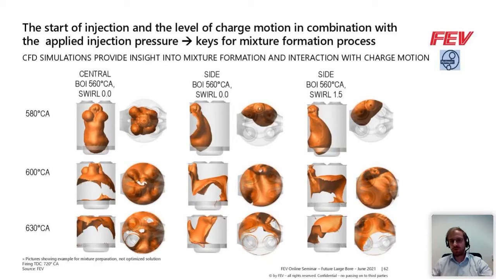And then finally, moving on to the case of the side injection with swirl, we can see that the swirl is, for the short injection duration that we are looking at here, not turning the flow fast enough to really lead to significant mixing over the entire combustion chamber. Therefore, just using charge motion or high charge motion levels is not sufficient, and we really need to optimize this with all the measures that we have.